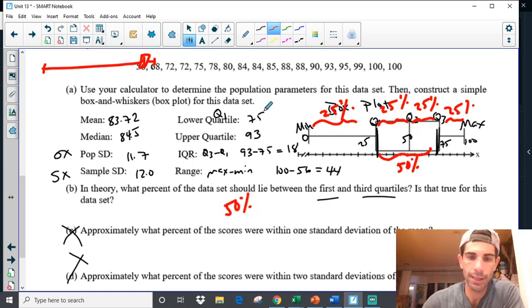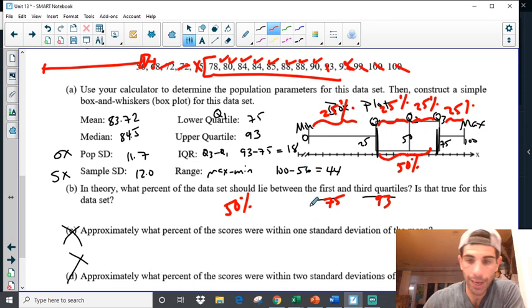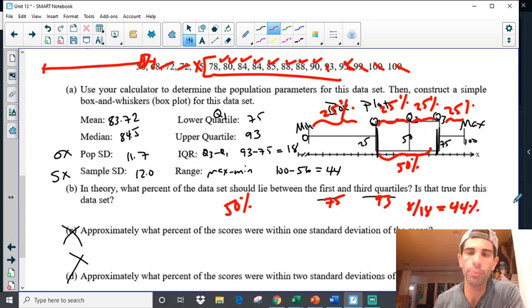So did 50% of the data lie between 75 and 93? We're not going to count the 75. Yes, yes, yes, yes, yes, yes, yes, yes, no, no, no, no, no. So it's just these numbers here, which was 8 out of 18, which is 44%. So it's pretty close, not exact, but 44% is between the first and third quartile.